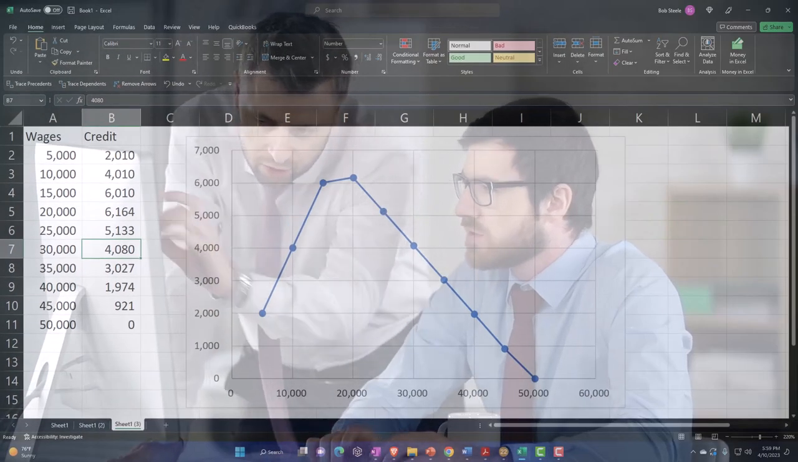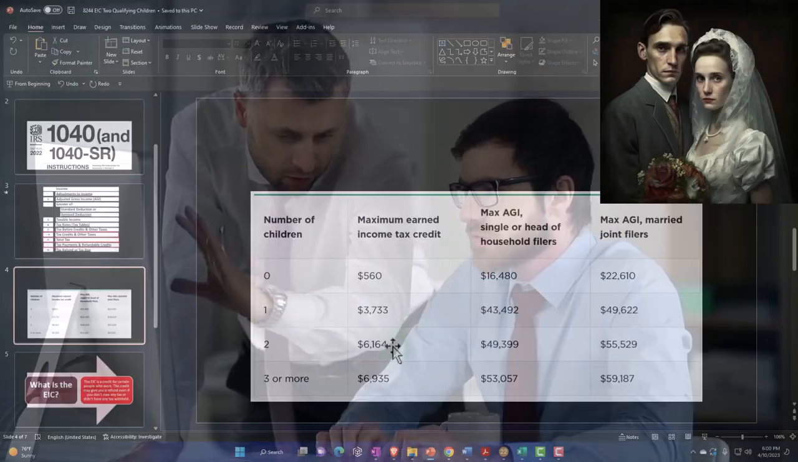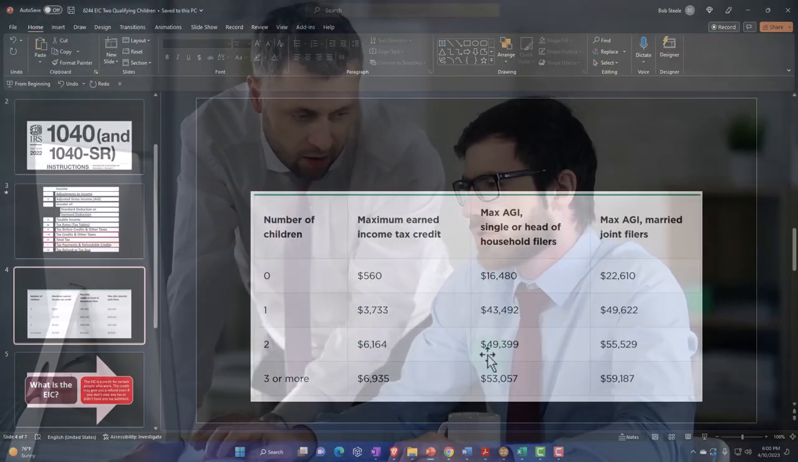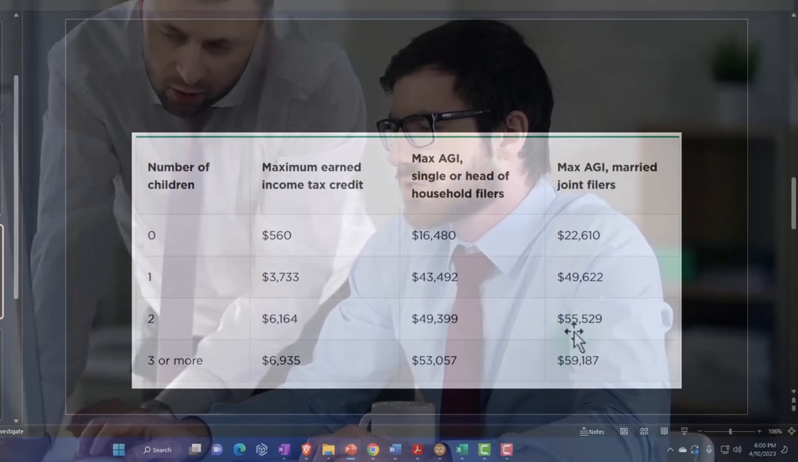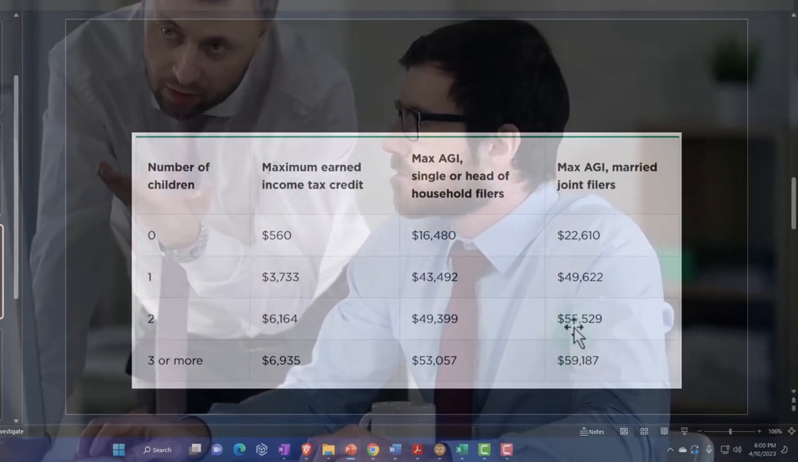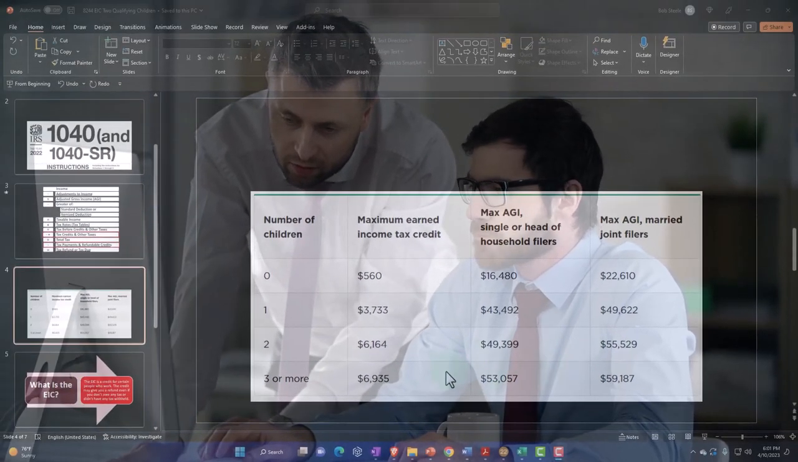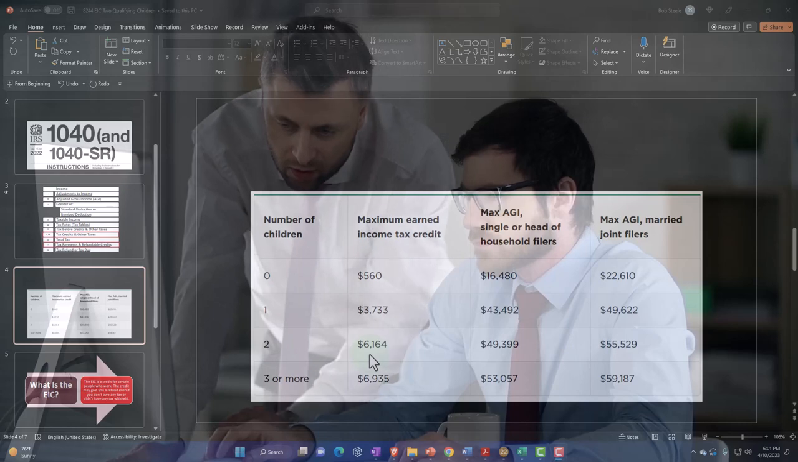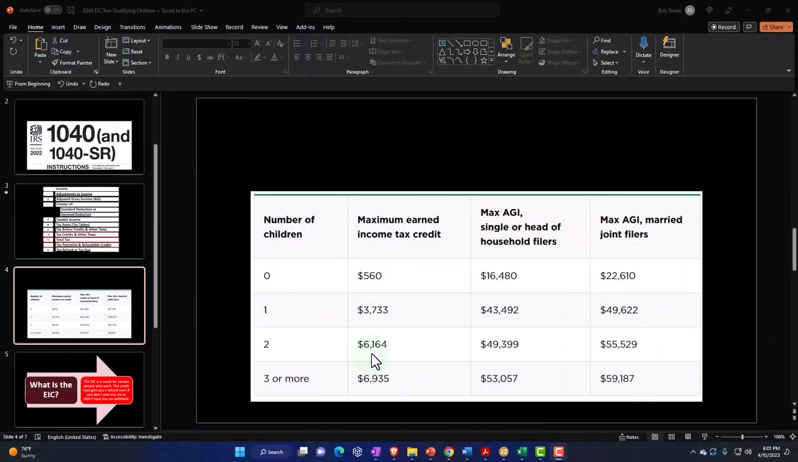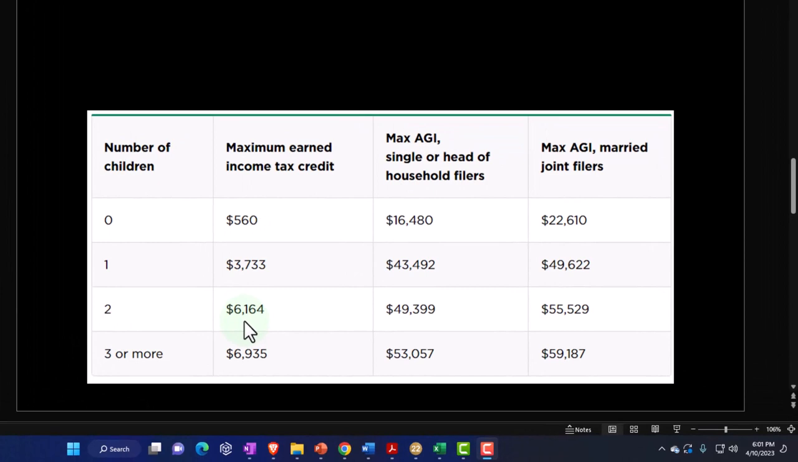Now, if we go to married, you would think everything would double, but it doesn't. Married, you're going to have a similar curve, but it's not like the whole curve is doubling, because the cap maximum is only at 55,529 and the maximum credit is still 6,164. So you can imagine, for example, someone getting married who has two kids while the other has no kids, then they would still be at the two-children row, in this column, which is a similar curve but slightly shifted to the right, in essence.